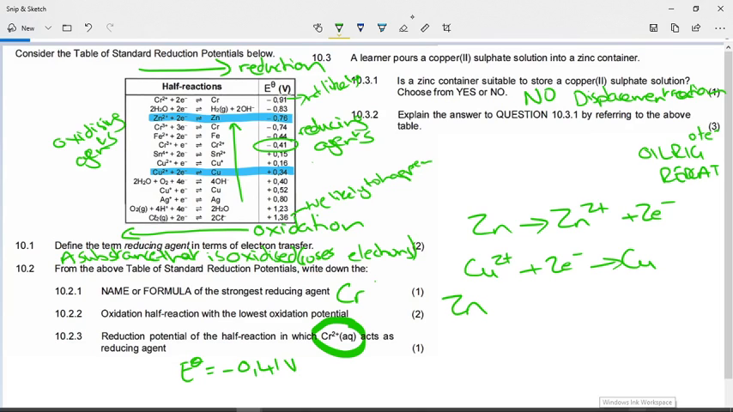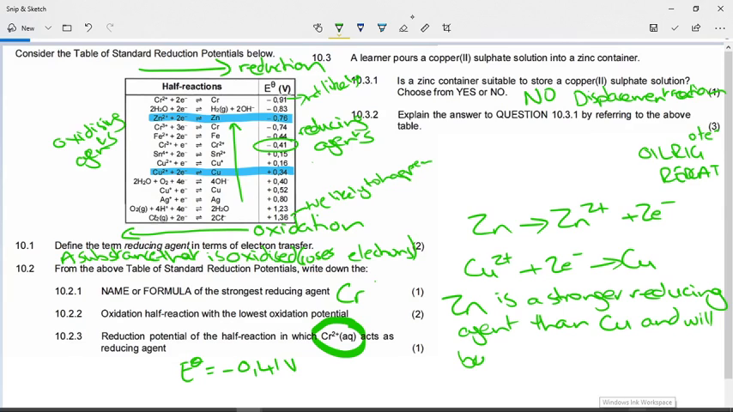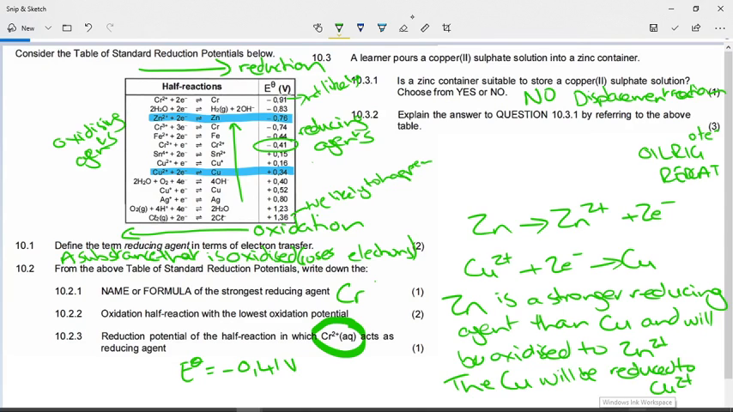So what is the short answer here? Zinc, the metal, not zinc, the ion, is a stronger reducing agent than copper, and the zinc will be oxidized to Zn2+. The copper will be reduced to Cu. So copper ions get reduced to copper, zinc is oxidized to zinc ions.